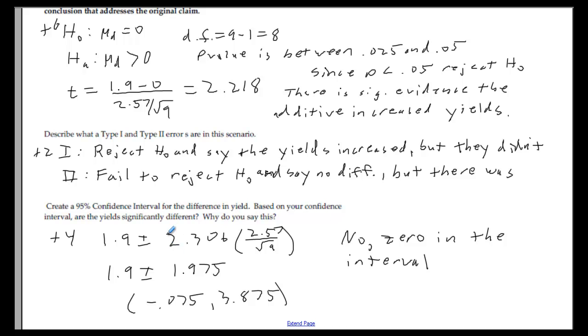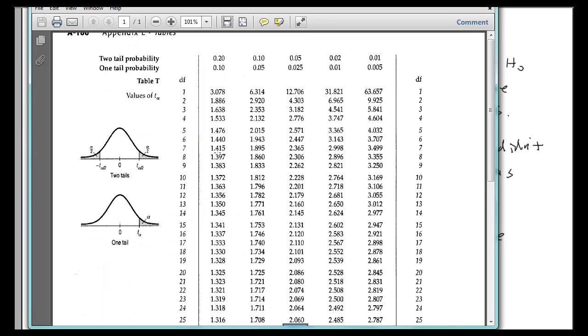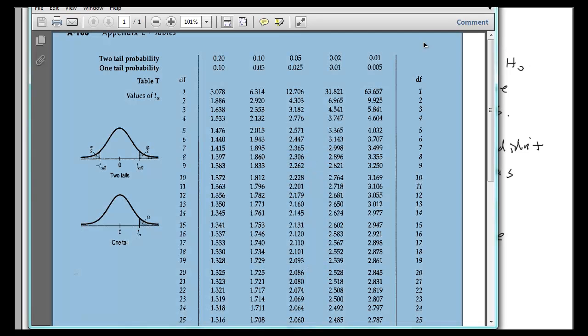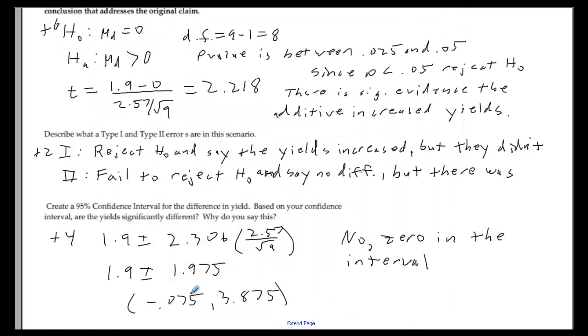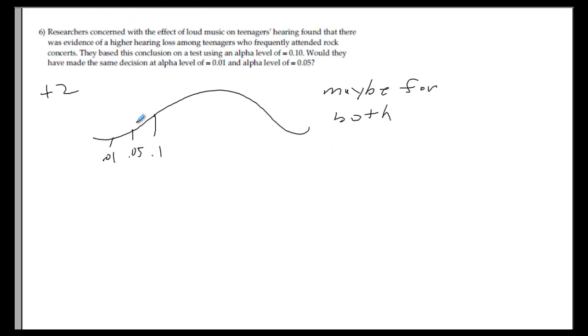And then the 95% confidence interval, there's the 2.306, which comes from row 8 here. Right there, another 95%. So we are 95% confident the true increase in yields is between -0.075 and +3.875 bushels per acre. And so notice when this goes two-tailed, because all confidence intervals are two-tailed, all of a sudden we have 0 in there. So you'd say, no, there's not a difference based on the confidence interval. I think this is a good problem to illustrate how the difference between one-tail and two-tail can affect your decisions.